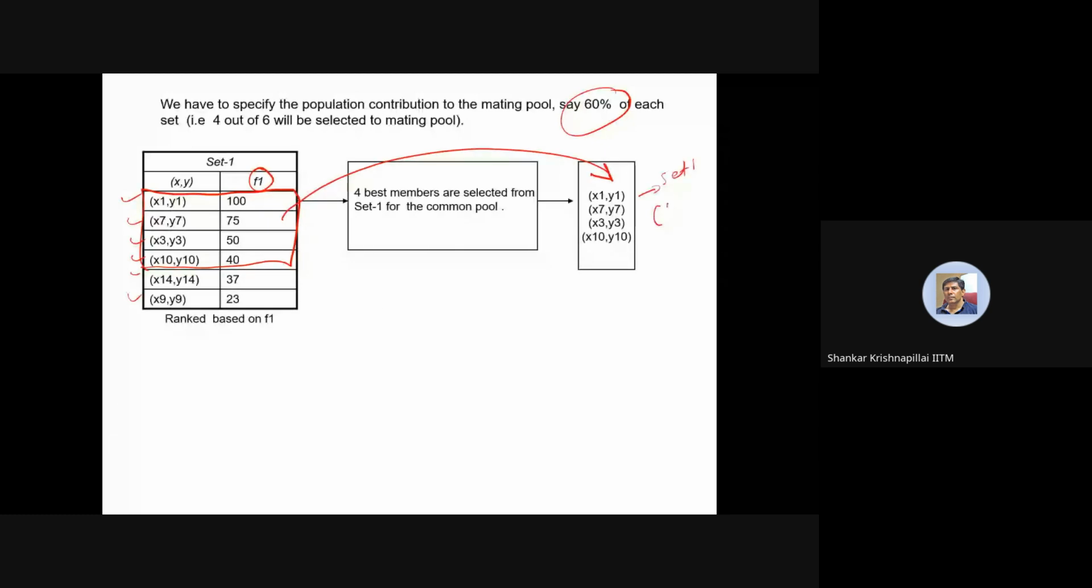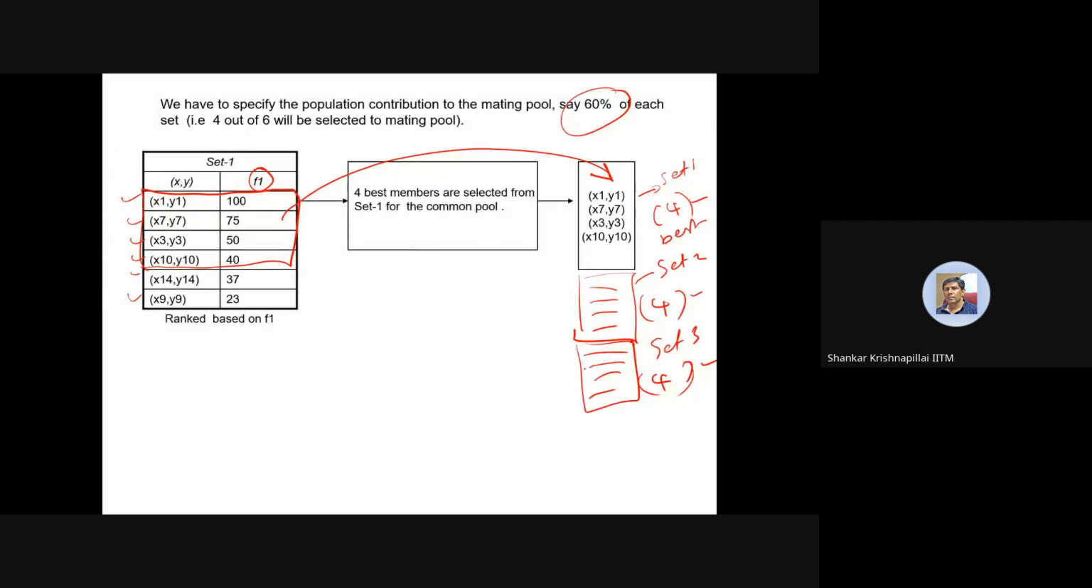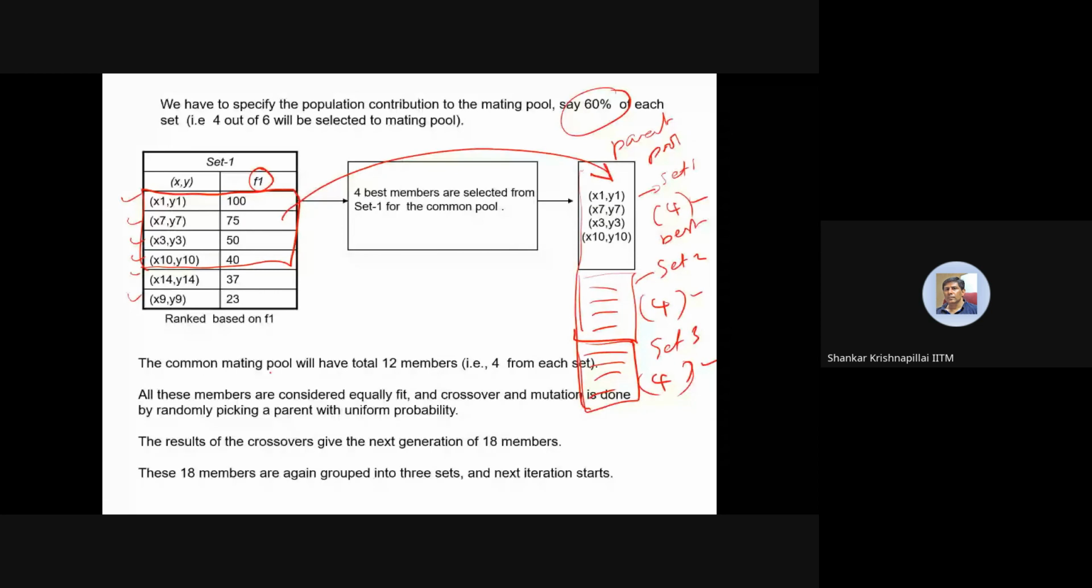Similarly, set 2 for 4. Similarly, set 3 4. So 4 plus 4 plus 4, 12. 12 members will be in this parent pool. So the common mating pool will have 12 members, that is 4 from each set. All these members are considered equally fit.